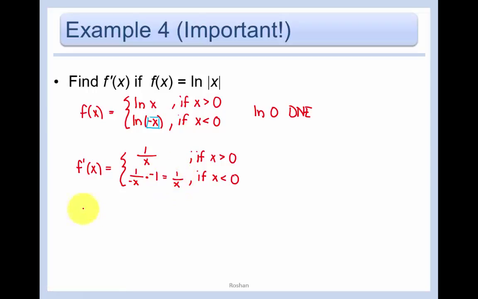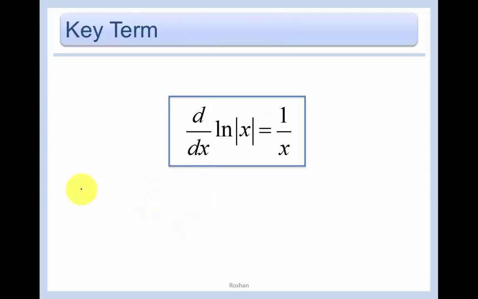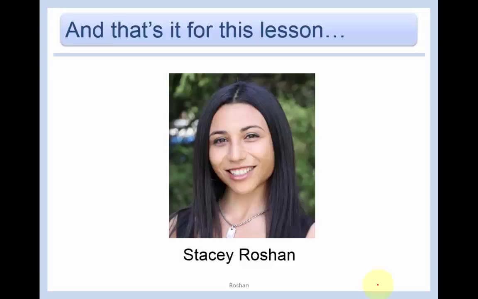Really cool. So what we just found was that f prime of x equals 1 over x for all x that does not equal 0, right? The only thing that was excluded was 0. So that's really cool. Again, we're going to be investigating that more in the second half of the course. And so we want to know that the derivative with respect to x of ln absolute value of x is also 1 over x. And that's it for this lesson.